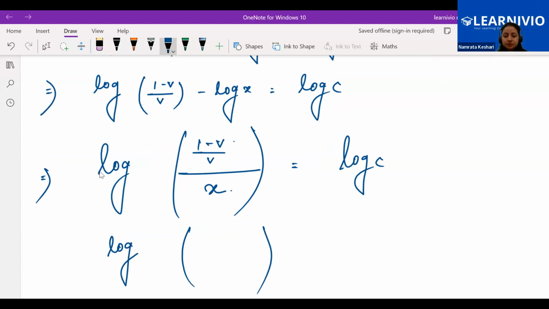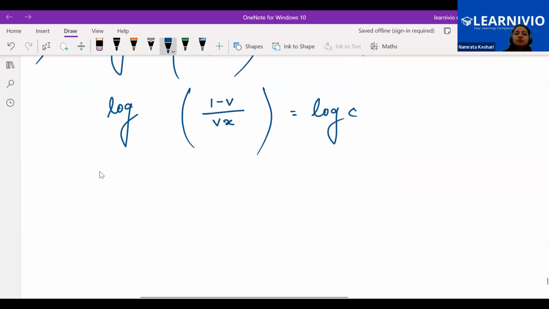X will go with v, exactly. So 1 minus v by vx is equal to, let's see. We can write 1 minus v by vx is equal to c. Okay.